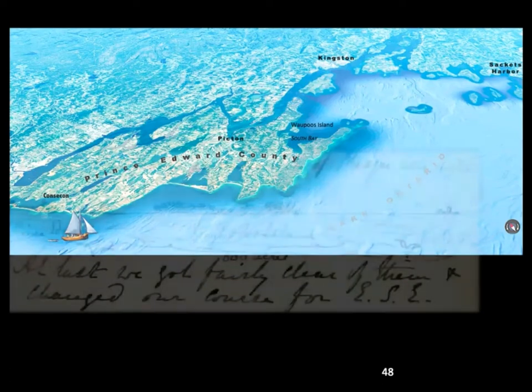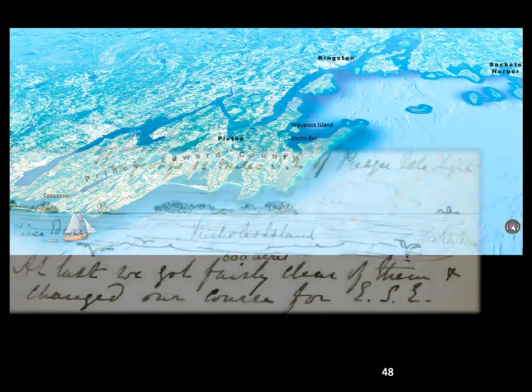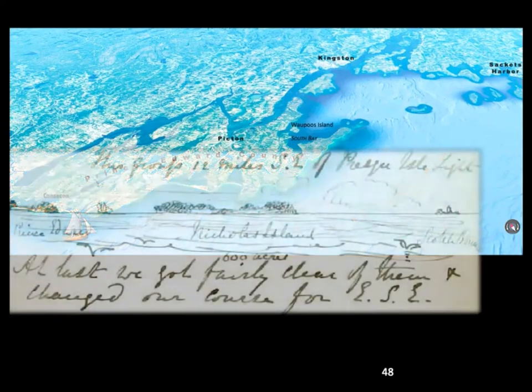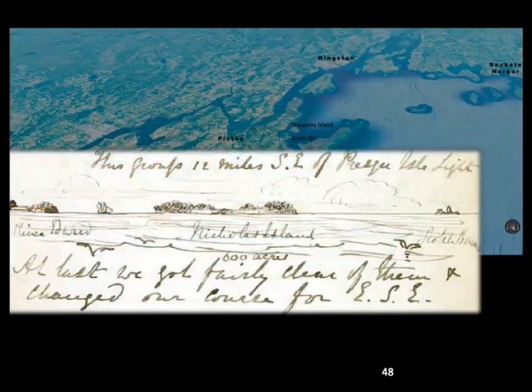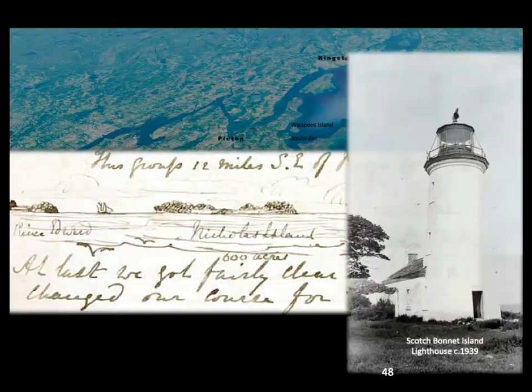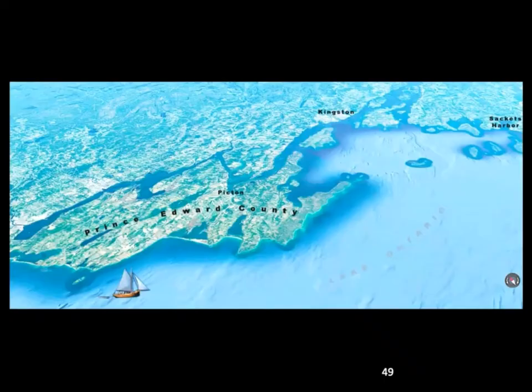It would have been at this time that Henry Baines made this quick sketch of the approach to Scotch Bonnet Island, where a lighthouse had been constructed a few years earlier. By 5 p.m., the Breezers were just off of Point Peter, so they were making good time. Henry continues in his journal.